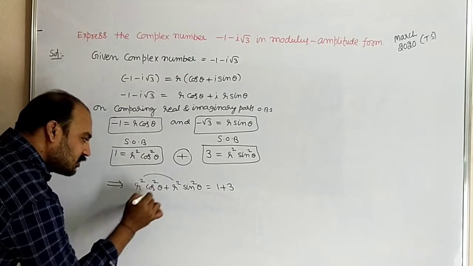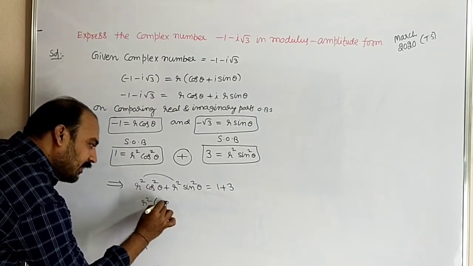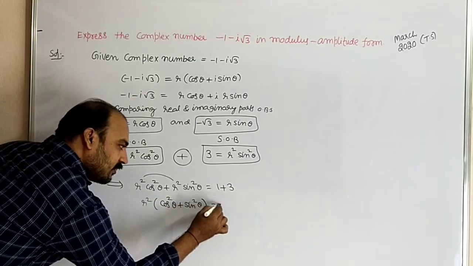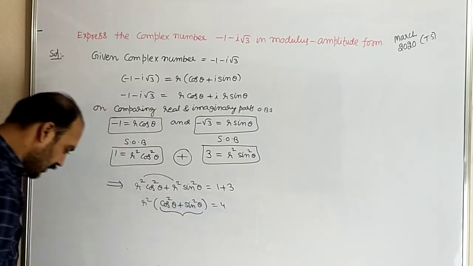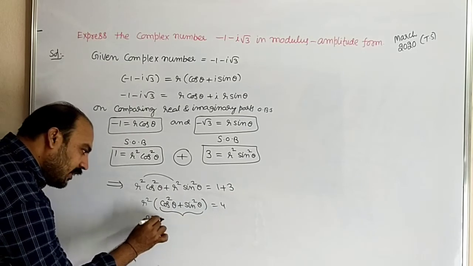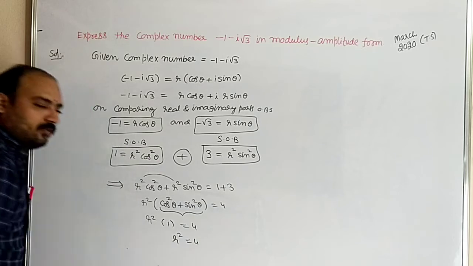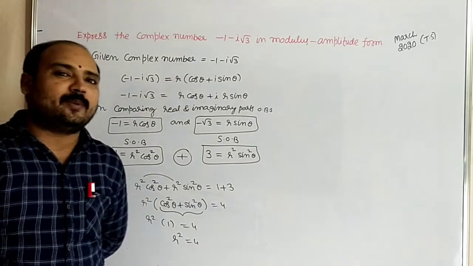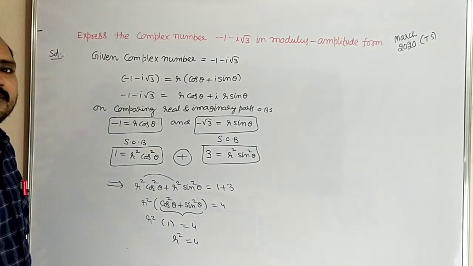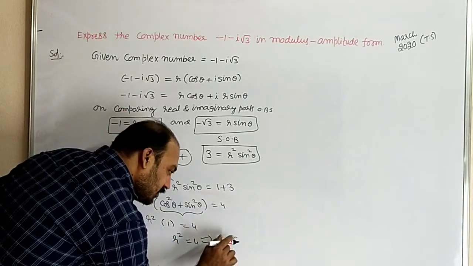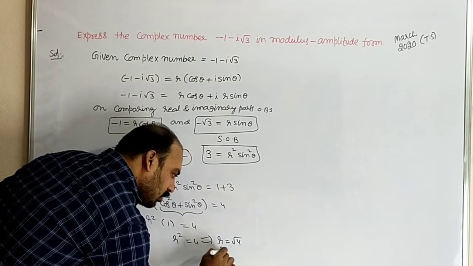So take common r square in these two: cos square theta plus sin square theta is equal to 1. This value is equal to 1. Therefore, r square into 1 is equal to 4. So r square is equal to 4. R is equal to plus or minus 2, you can write, but r value is always greater than 0. That implies r is equal to root 4, so r equal to 2.